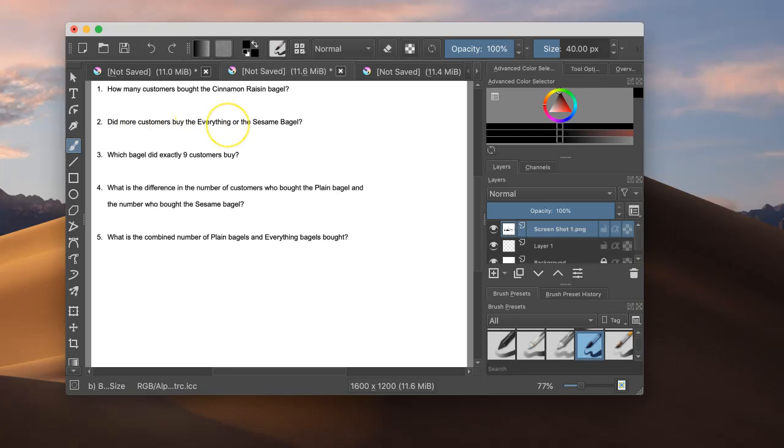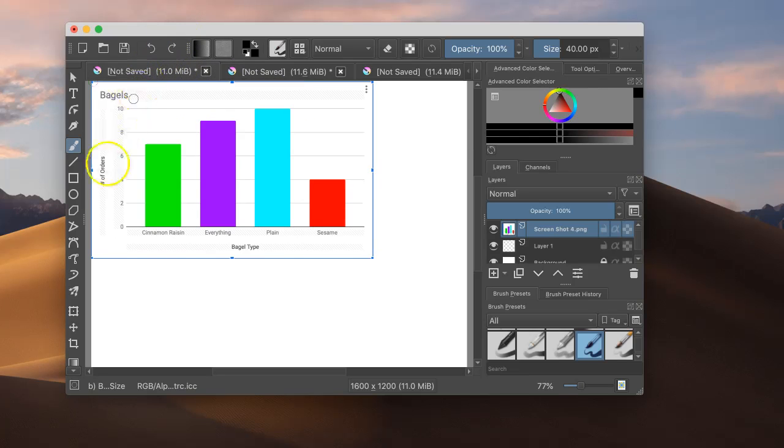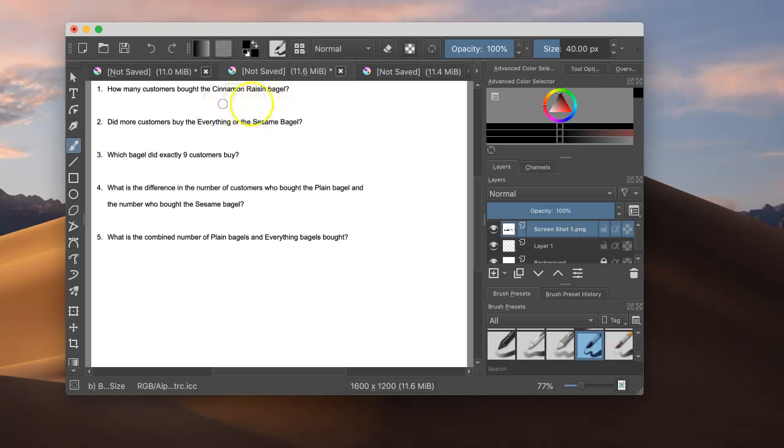How many customers bought the cinnamon raisin bagel? So if I look at my bar chart, I want to know how many customers are buying the cinnamon raisin. So I go to the cinnamon raisin, and again I look at the bar and where does it stop, and it stops in between 6 and 8, which means 7. So the answer here is 7.